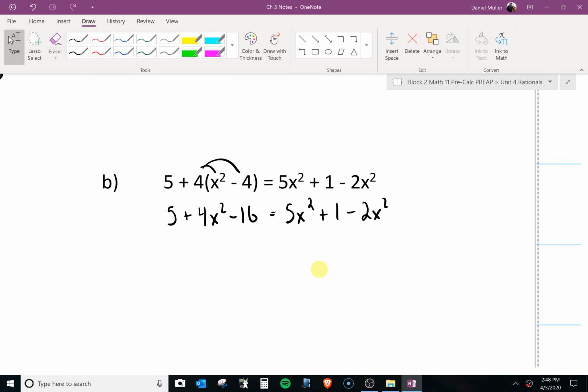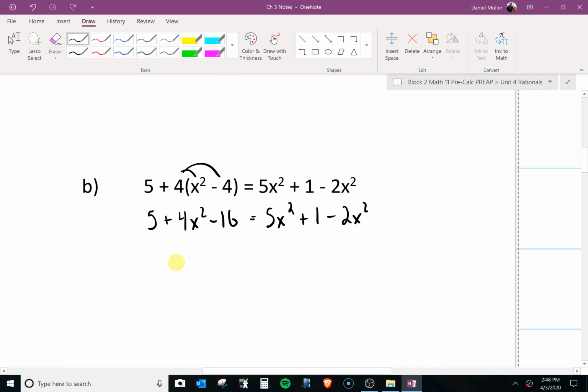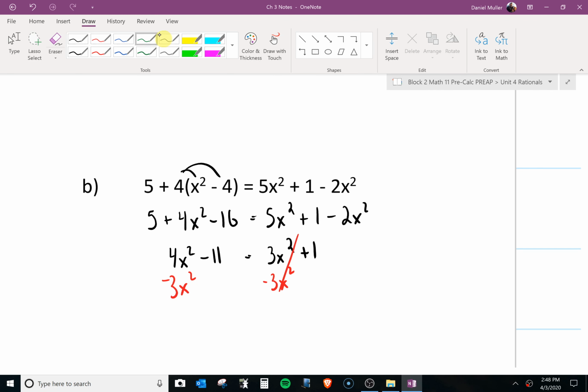Well, let's first combine like terms. So we have a 5 and we have a negative 16. So that's going to be a negative 11. So we have a 4x squared minus the 11. And then we have a 5x squared and a 2x squared, which is a 3x squared plus 1. Now I'm going to bring the 3x squared over to the other side to get it with the 4x squared. And at the same time, I guess I'll just bring this 11 over to this side. So 4x squared minus 3x squared is just a 1x squared, or just an x squared. And 1 plus 11 is 12.